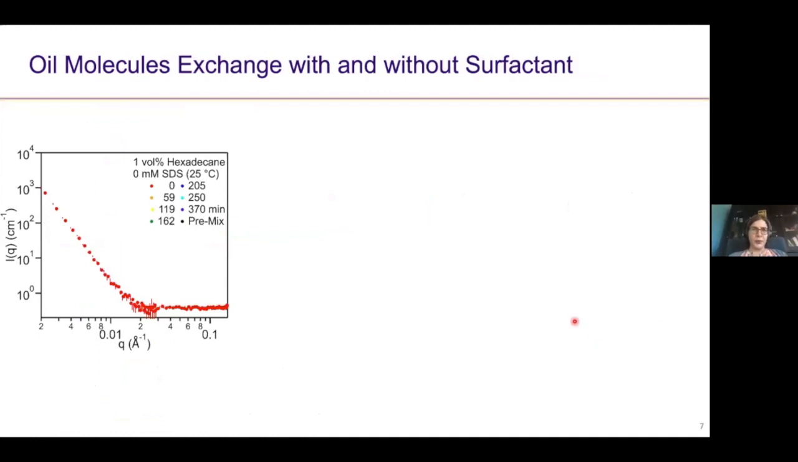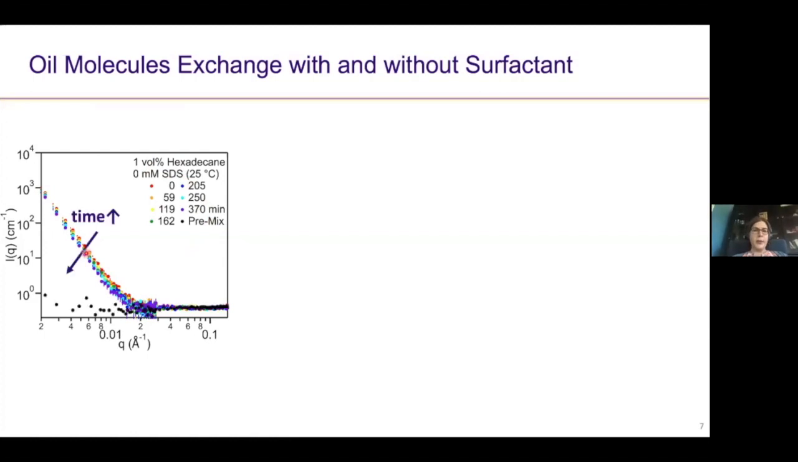So we've done a lot of these experiments, and I'm going to show you a lot of plots that look like this one here. So this is now experimental data, and you can see what happens as you monitor an emulsion system that has no surfactant. So this is a very unstable emulsion. You can see that there is a decrease in the intensity, but this decrease is actually very, very slow. It takes 370 minutes, and you've decreased the intensity a little bit, but not by very much.